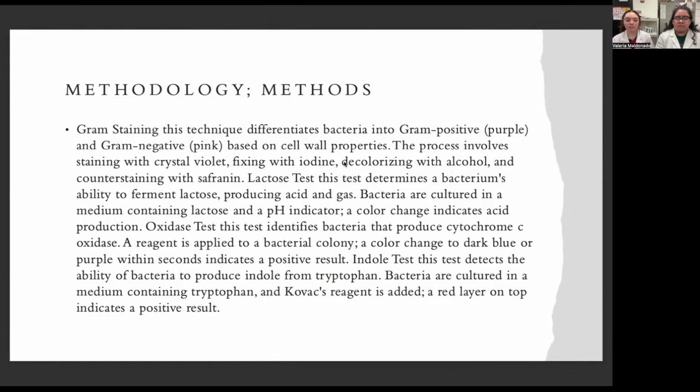After adding the reagent, you have a positive or negative result. We had a negative result, meaning we had no color. After that, we did an indole test, which detects whether the bacteria has the ability to produce indole. After the bacteria is cultured, we add Kovac's reagent, and if it has a red layer on top, it indicates a positive result, which is what we had.